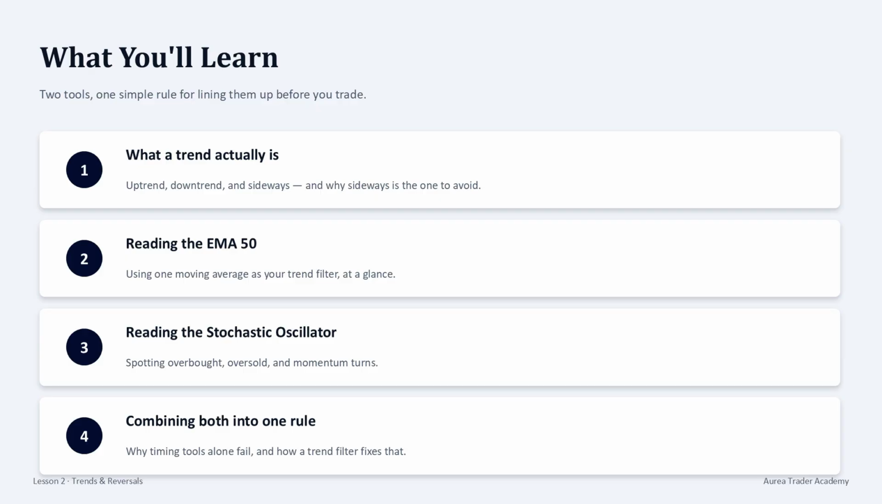By the end of this lesson you'll know four things: what a trend actually is, uptrend, downtrend, and sideways, and why sideways is the one to avoid. How to read the EMA 50 as your trend filter at a glance. How to read the stochastic oscillator to spot overbought, oversold, and momentum turns. And how to combine both into one simple rule, because timing tools alone fail without a trend filter behind them.